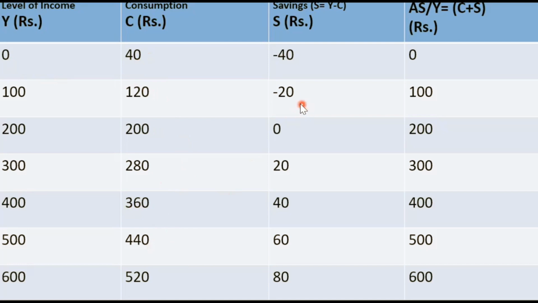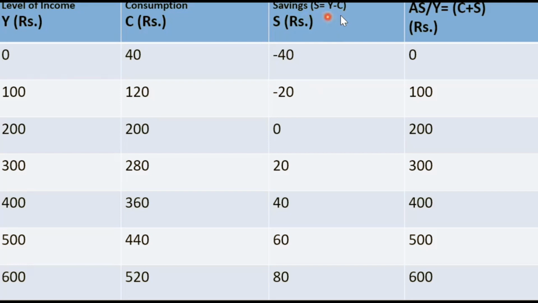So in this third column, there is a difference. We are not showing investment here. What we are showing is savings. And how are we going to calculate this saving? The formula to calculate saving is S is equal to Y minus C.